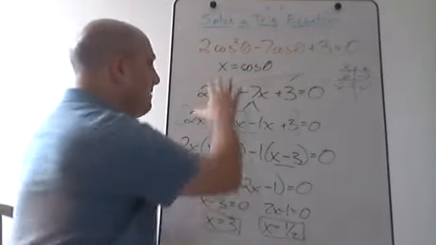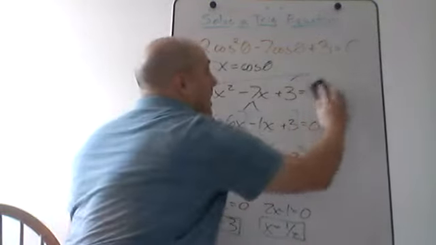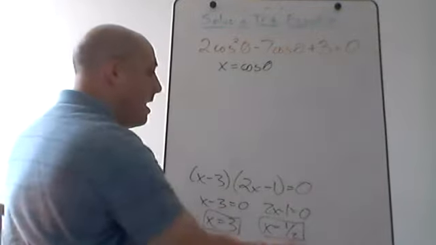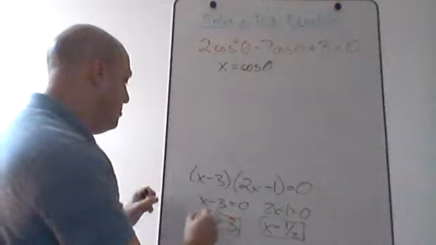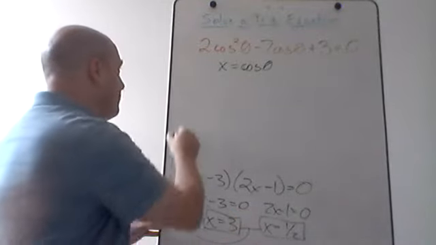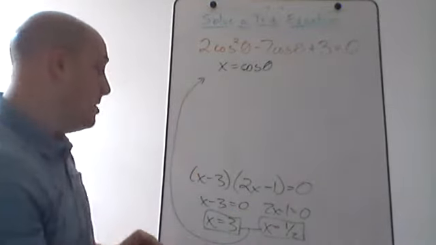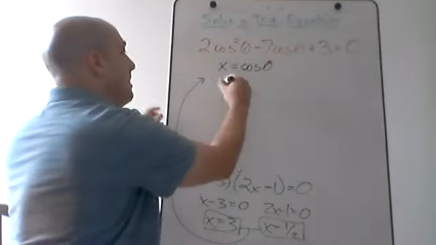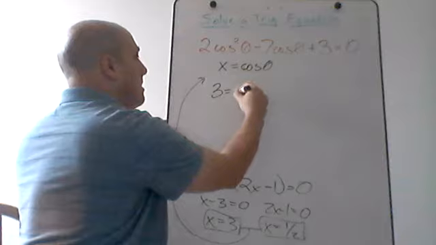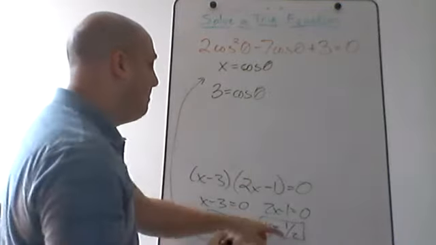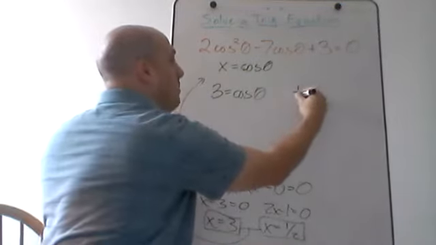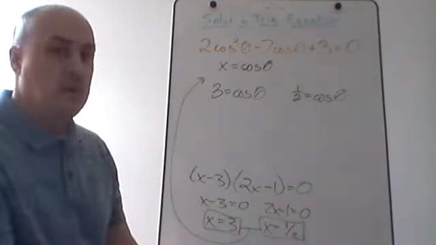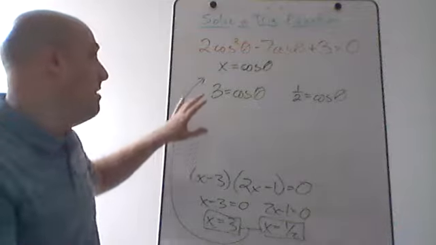But then, and I'm going to have to erase some of this work that we did up here, what I have to do after I solve that quadratic equation is substitute back into my original equation, right? So my x was equal to cosine theta. So if I plug in x equals 3 here, it's going to be 3 equals cosine theta. And if I plug in x equals 1/2, it's going to be 1/2 equals cosine of theta. Right, so I make the substitution of variables.